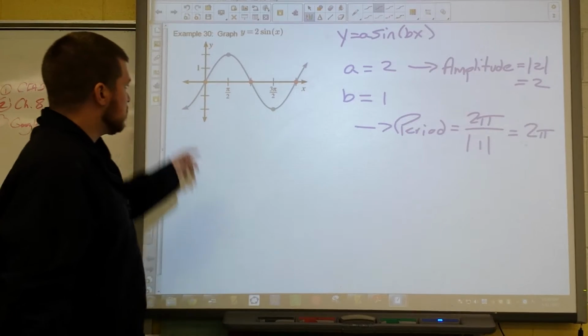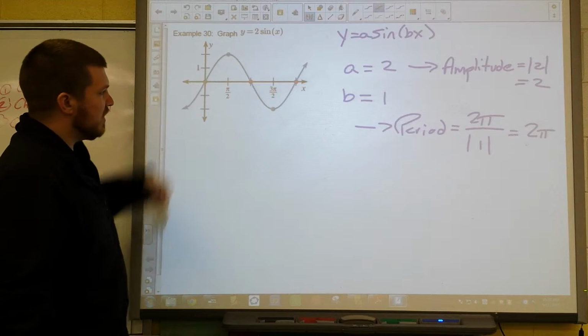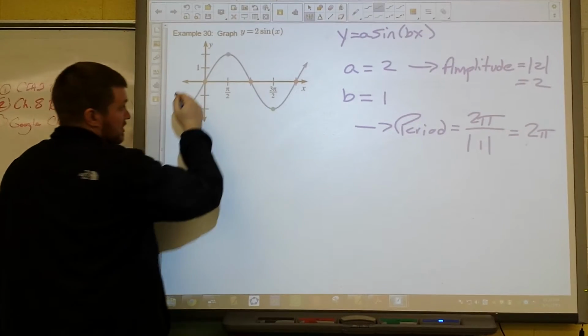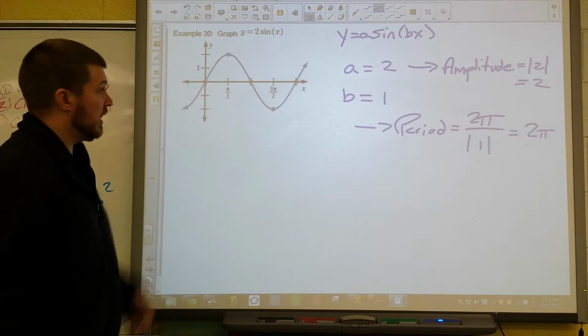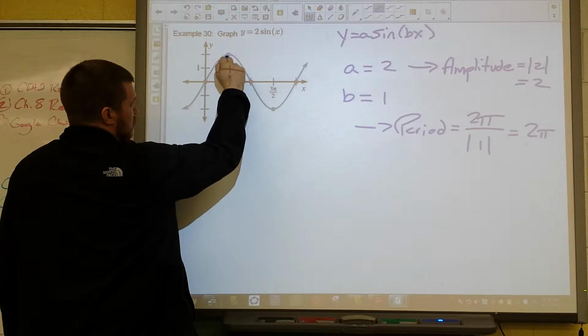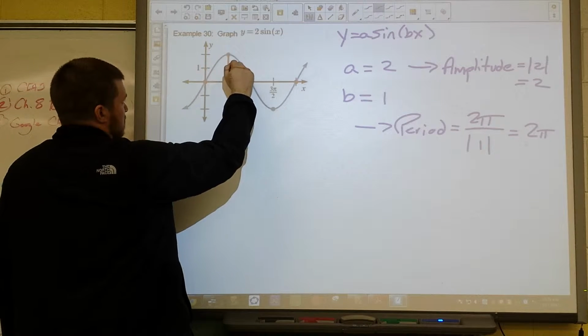So again, the amplitude is 2, and that tells us how high up the wave goes from the midline. So right here, obviously the x-axis is the midline. It's kind of cutting this wave in half. And amplitude 2 means that the height of this wave is 2 units. We can clearly see that: 1, 2. So the amplitude is 2.